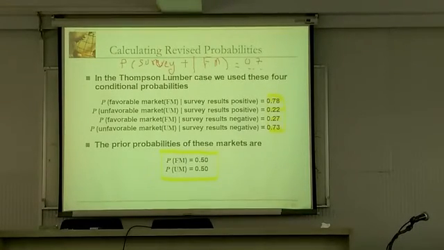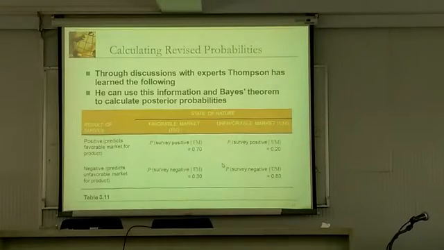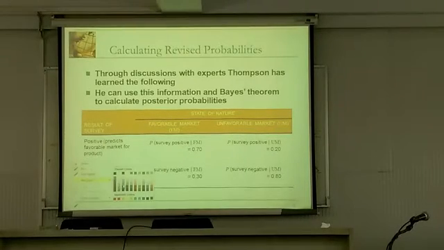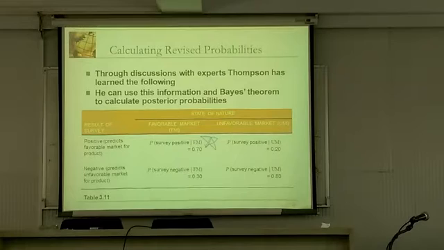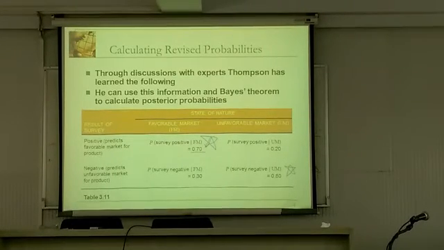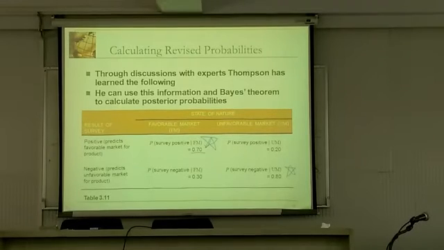So this will be given. I'll give this to you. What else am I going to give to you? I'm also going to give you this information. One of these will be given. So let's say I give you this one and this one, for example. Because if I know 0.7, I know the complement, when you add them together, has to equal 1. So the probability the survey will be positive given a favorable market is 0.7.